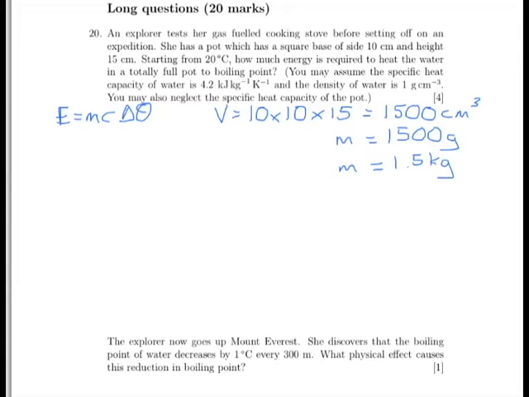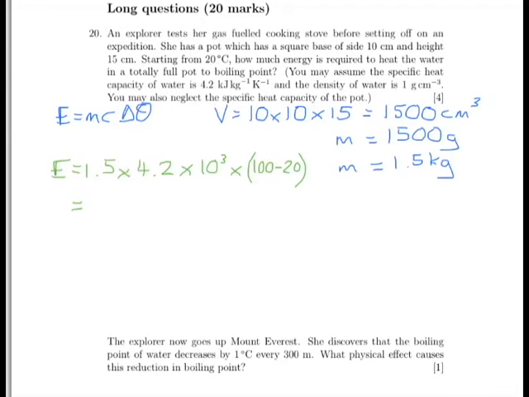Okay, so let's look back to our equation again. E equals mass 1.5. Specific heat capacity is 4.2 kilojoules. Just remember, our answer is going to come out in kilojoules, or if you like, we can put in times 10 to the power of 3 there, just to make sure we don't make any mistakes with that. Multiplied by our change in temperature. Well, we're going from 20 to 100, so it's 80. So we have 1.5 times 4.2.